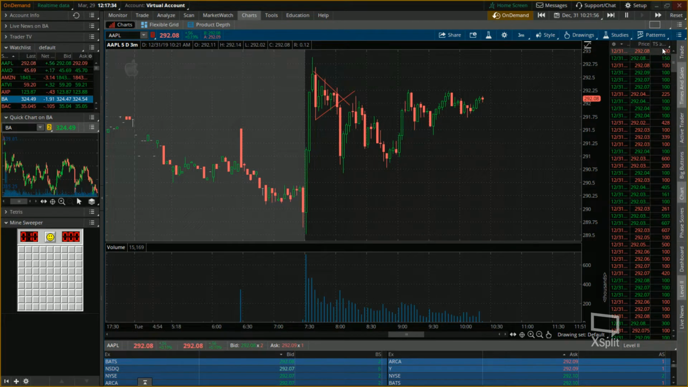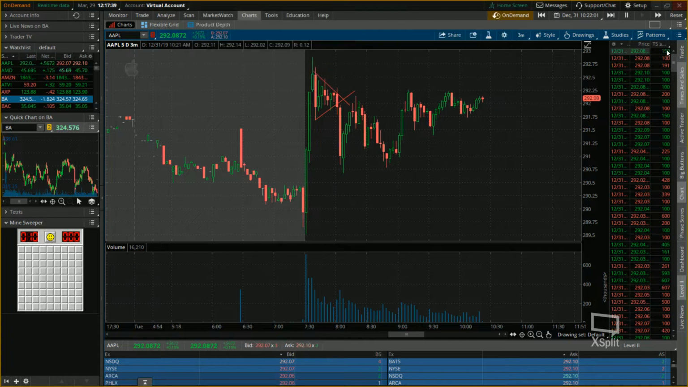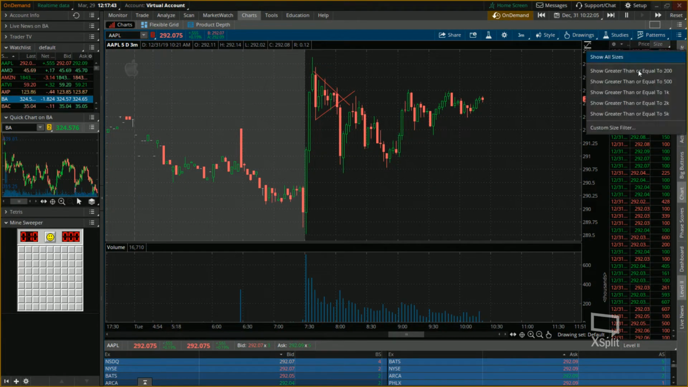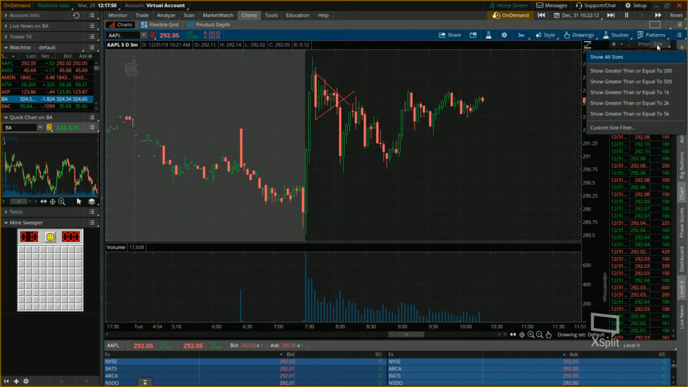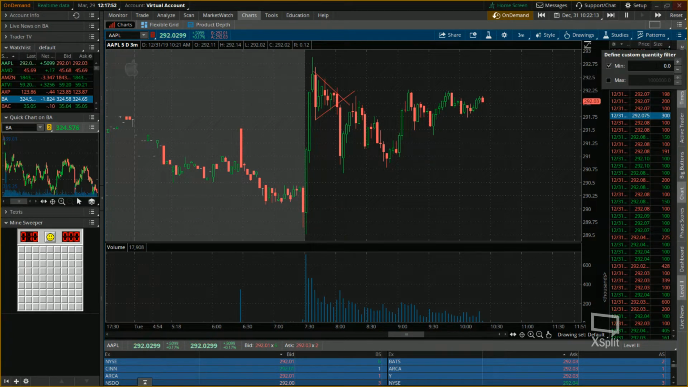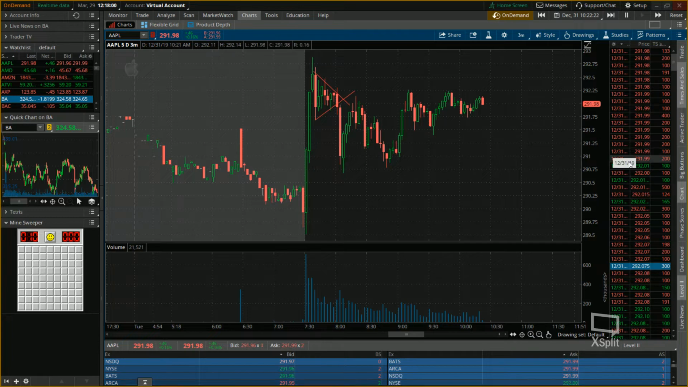Normally you can just have it set to show all sizes, which shows everything, including people who just buy ones. But I like to have mine set to a custom filter of at least 100. And now it shows you everything that's in the hundreds, because the hundreds are the bigger moves.